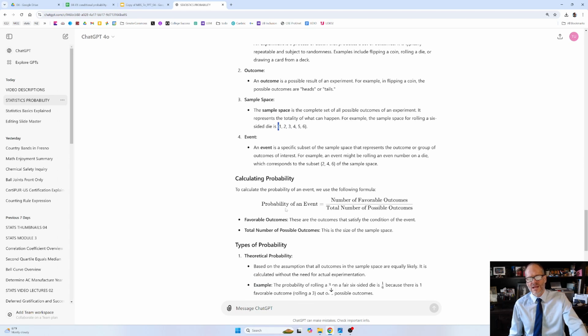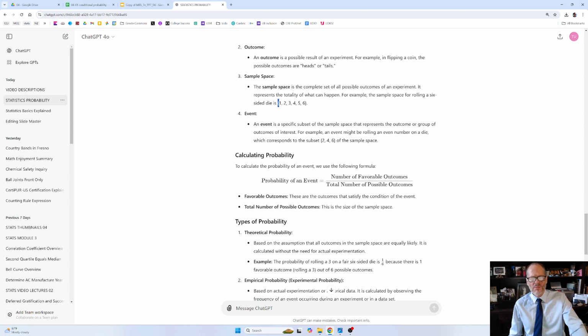To take a look at how you calculate the probability of an event, we use the following formula. The probability of an event is the number of favorable outcomes over the total number of possible outcomes. So for an event, when the event occurs, that's considered a favorable outcome, versus the total number of possible outcomes. That's how we can calculate it. Favorable outcomes are the outcomes that satisfy the condition of the event. The total number of possible outcomes is the size of the sample space. This is when they're all equally likely. So we can use this formula when they're all equally likely.